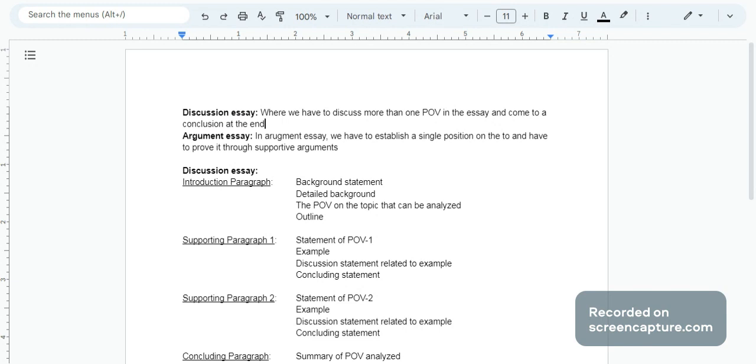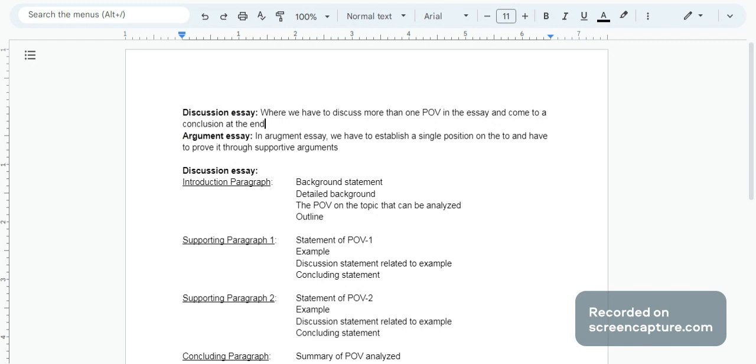So first of all, before starting, I want to talk about what a discussion essay and an argument essay are. I am going to talk about it briefly, and when I write the example, you are going to understand it better. So, for a brief summary: the discussion essay is where we have to discuss more than one point of view and come to a conclusion at the end.